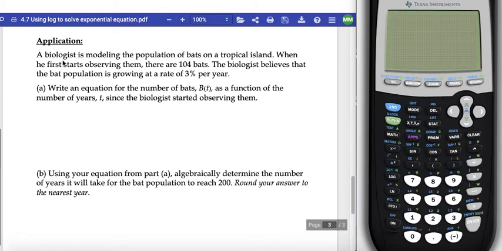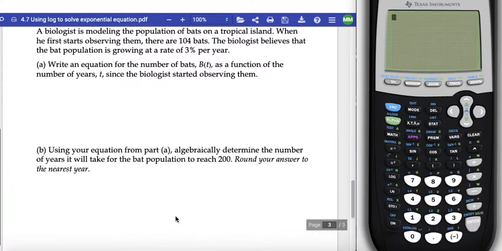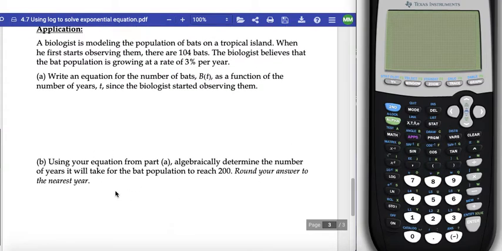This scenario is a biologist modeling the population of bats on a tropical island. He first starts observing them and notices there are 104 bats. The biologist believes that the bat population is growing at a rate of 3% per year. So for the first question, we are going to write an equation to represent the population of bats changing over the years. And for the second one, we are going to solve something. So let's write down the first one.